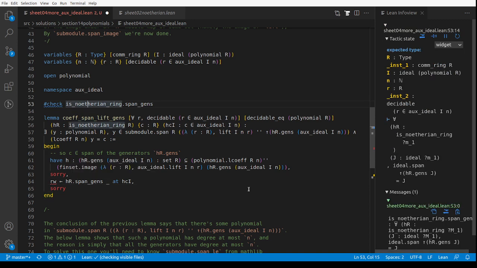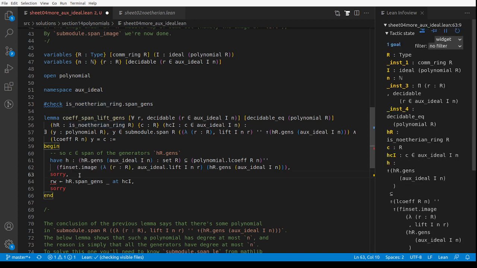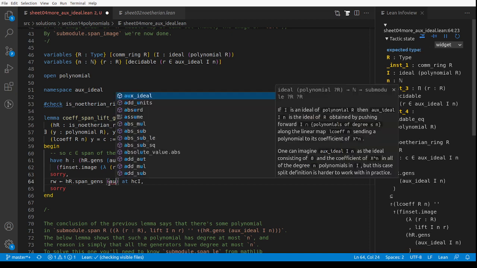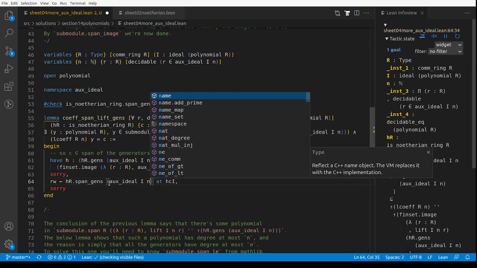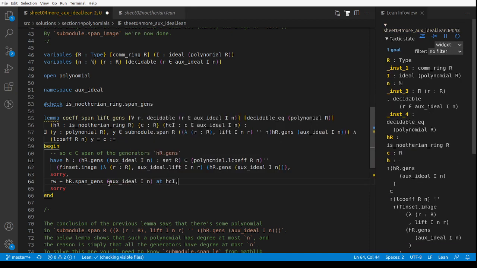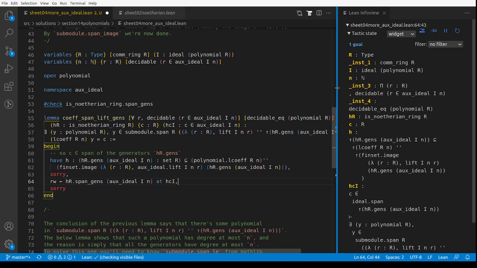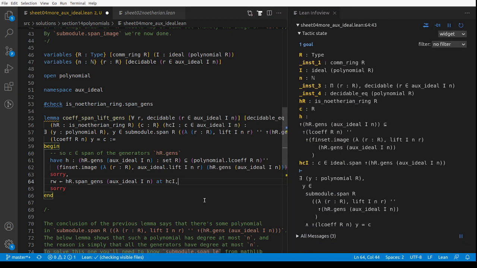So what is this thing? This span gens thing? Says that the ideal span of the generators of J are J. So it's aux ideal. It's clearly aux ideal. Will this work? Yes, this magically worked. How funny. I was expecting the rewrite to need less hints than that.